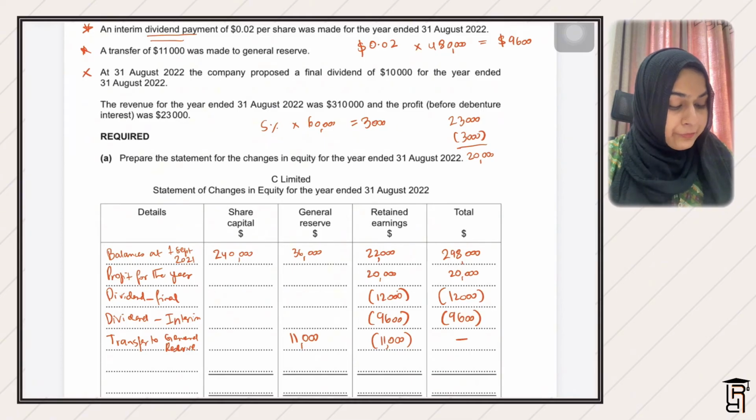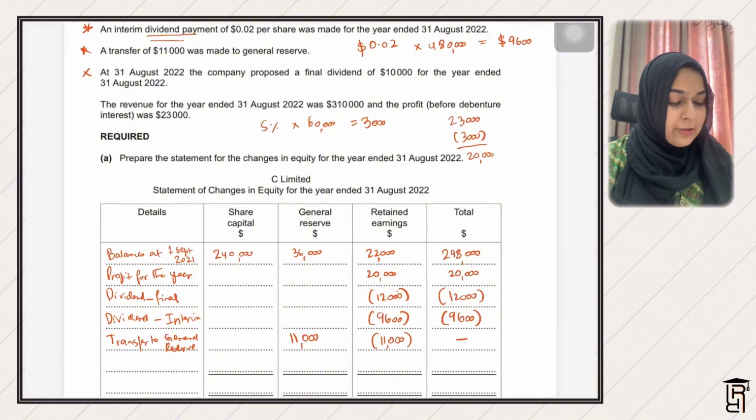We have 47,000 for general reserve, 36,000 plus 11,000, and then for retained earnings my value comes out to be 9,400. And then the total comes out to be 296,400, which is also my column total. So all these values total to 296,400, and these values 240,000 plus 47,000 plus 9,400 also add up to 296,400.